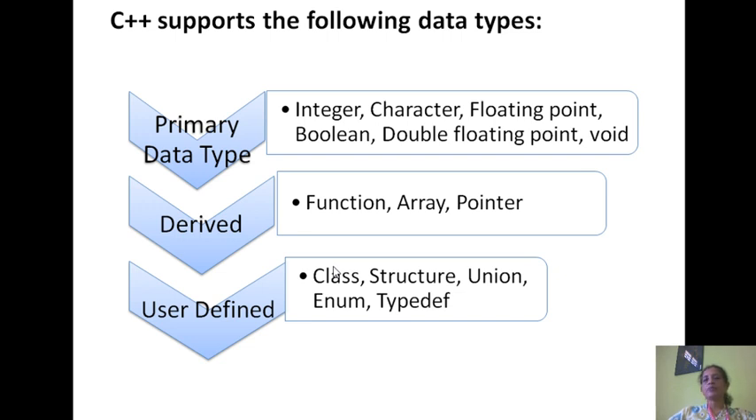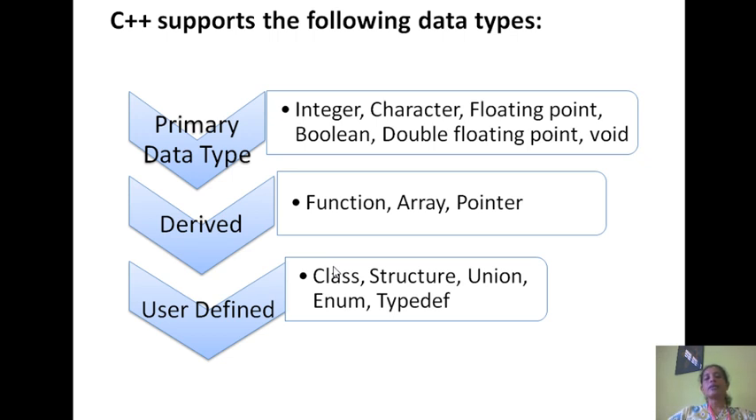So the C++ programming language supports the following types of data types. First category of the data type is the primary data type. Primary data types means those whose definitions are already defined in the compiler. So the basic data types we get in the C++ programming language are integer, character, floating point, boolean, double floating point, or void.